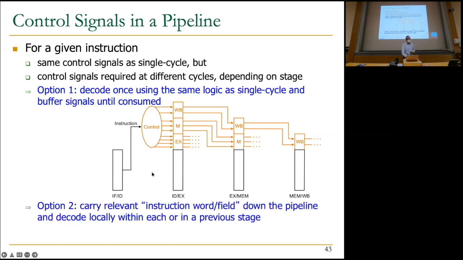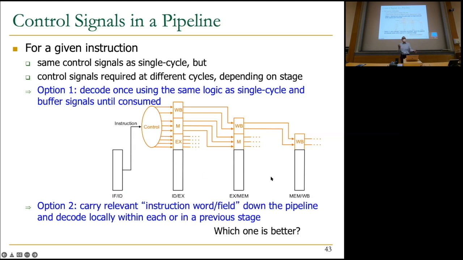Or another option is don't decode the instruction completely. Don't generate all of the control signals. Generate only the control signals that you're going to use in the next stage with logic that's embedded in the previous stage. That's the idea, basically. So decode locally. So either you decode globally over here and propagate all of the control signals to wherever you need them, or do incremental decoding locally.